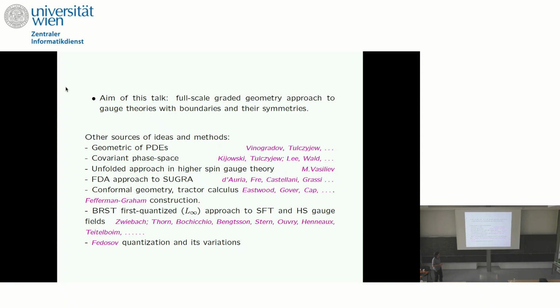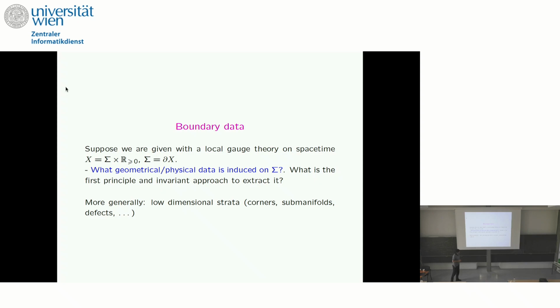Okay, so let's start with something very simple. What is boundary data if you have a gauge theory? Let's start with a gauge theory in just one dimension, so mechanics. So that's a general question. Suppose our space-time manifold, and locally this is always so, can be represented as another manifold sigma times the real line with a boundary at zero. So that sigma is a boundary of X.